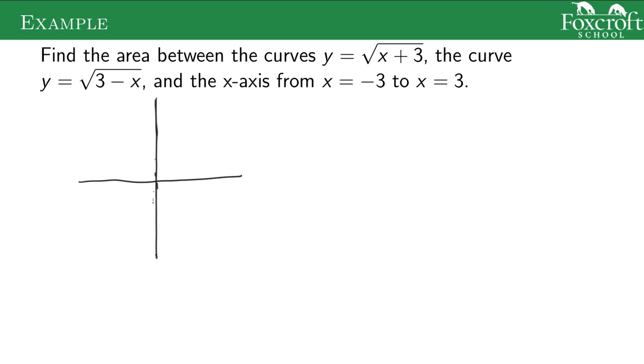So y equals the square root of x plus 3 is a graph that looks like that. y equals the square root of 3 minus x is a graph that looks like that. And we could do this in the x direction. We could start off by just finding the area underneath this red curve. Then we could add the area underneath this blue curve, and we put those together, we get the area that we want. Right? But we could actually do this all at once by just thinking about going right to left.